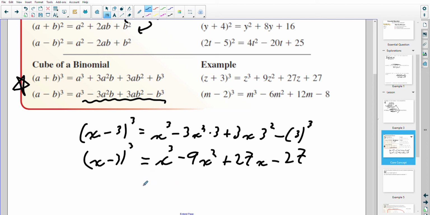And what you could do is say a is equal to x, b is equal to 3, and then use your a and your b right into this formula over here.